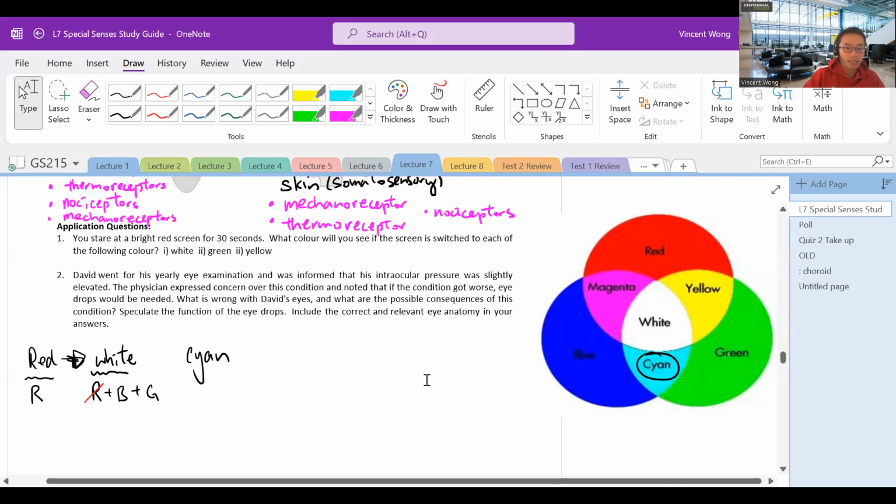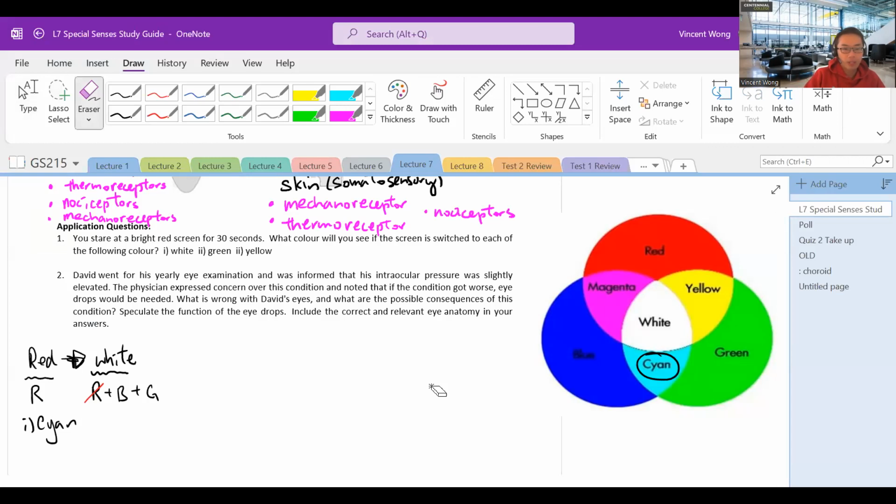Now let's try a different question here. So the answer is cyan, okay, for part one. All right, next one. If you were staring at the color red and you switch to a green screen, red to green, what's going to happen if you go from red to green? What color do you think it's going to be? Let me know in the chat, or you can tell me directly. That works as well.